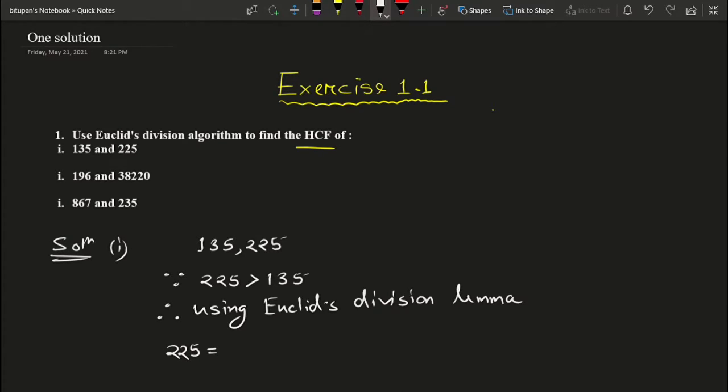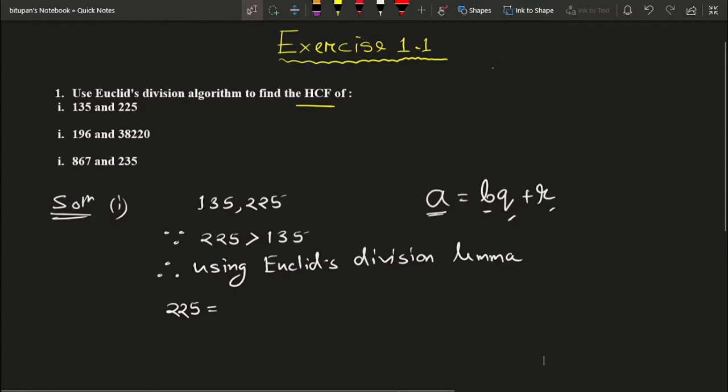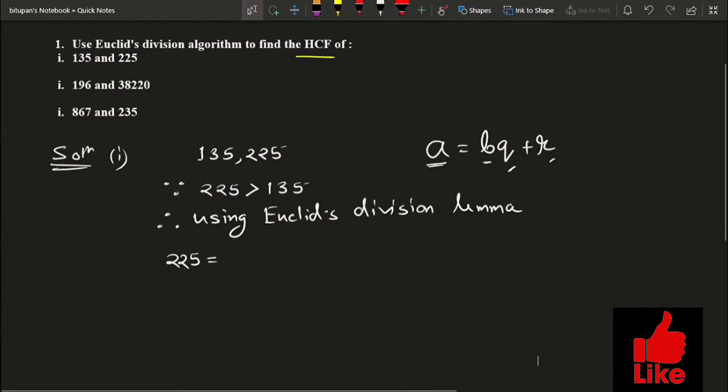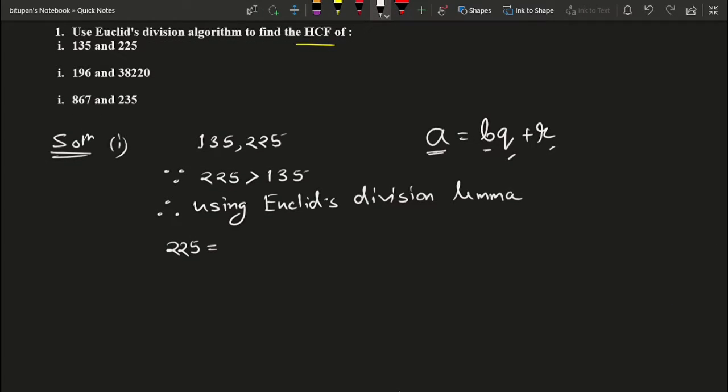So basically, remember Euclid's division lemma, the concept a equals bq plus r. What is a here? Dividend. What is b? The divisor. What is q? The quotient. What is r? The remainder. That means here the dividend is 225 and the divisor is 135. So we will divide 225 by 135. If we divide 225, then at some point we can express 225 like this. Am I right? So at first we divide by 135 because 135 is the divisor here.